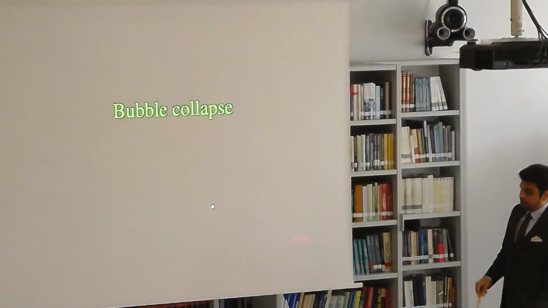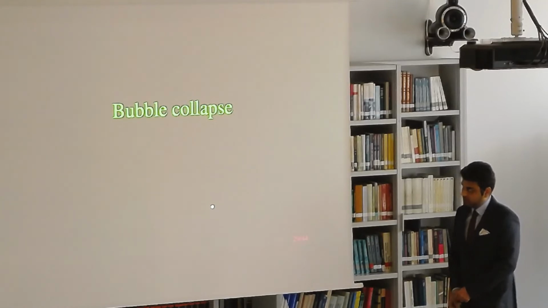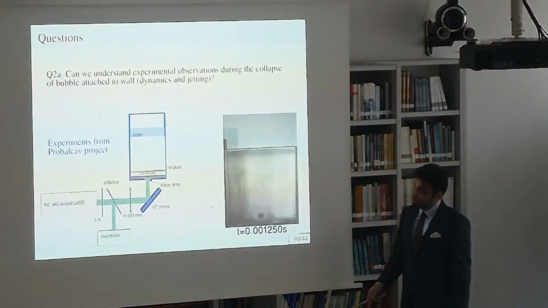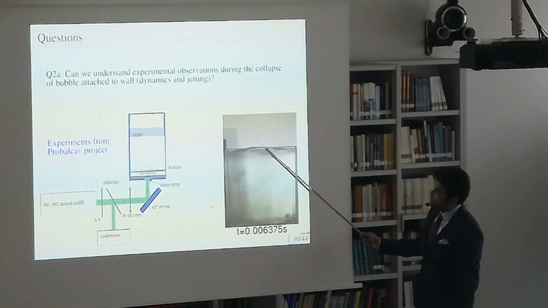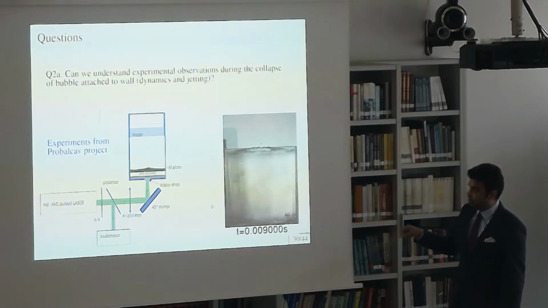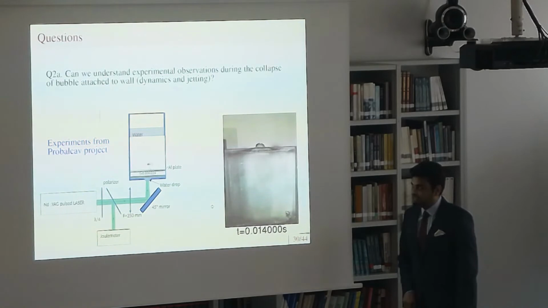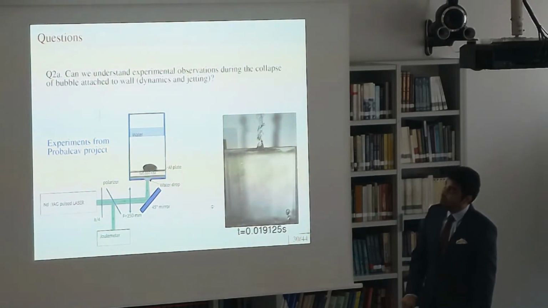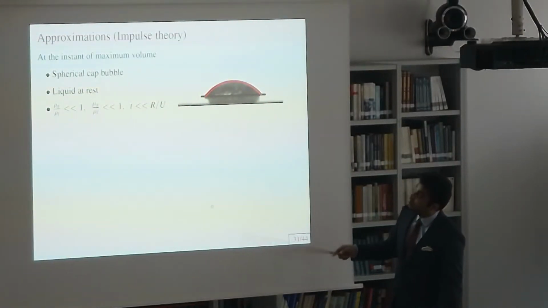Hence, we can start discussing the second aspect of this presentation, which is the bubble collapse. What we asked is to understand the collapse of these bubbles and the free surface jet that will appear after almost two orders of magnitude larger time scales compared to the bubble collapse time scale. We start with the approximate theory, which we call impulse theory.